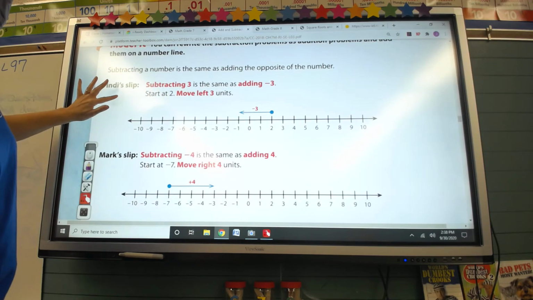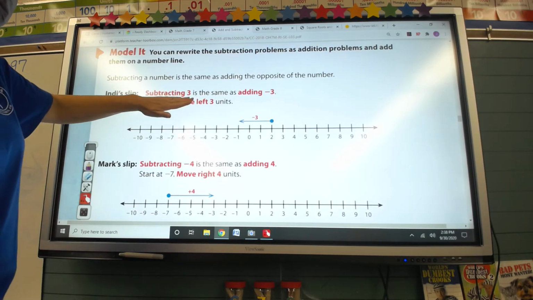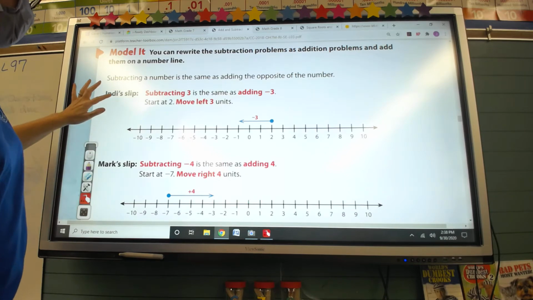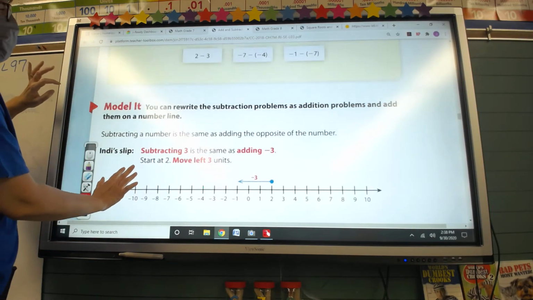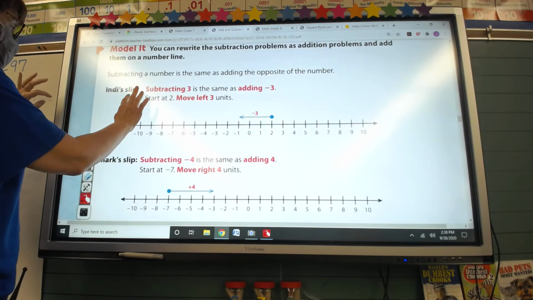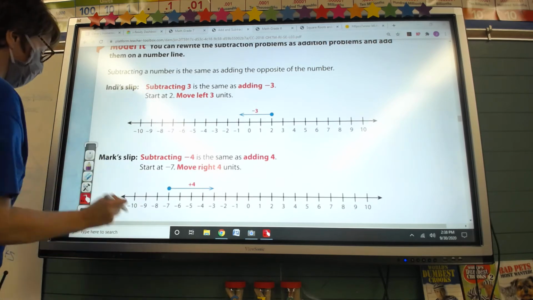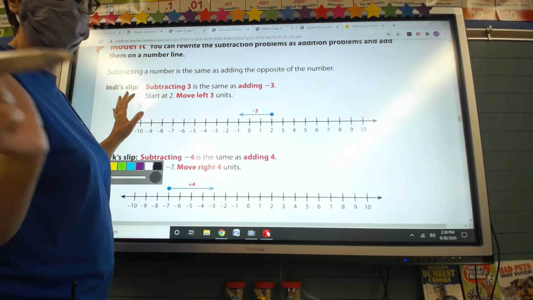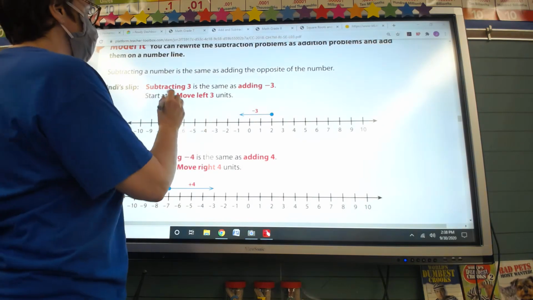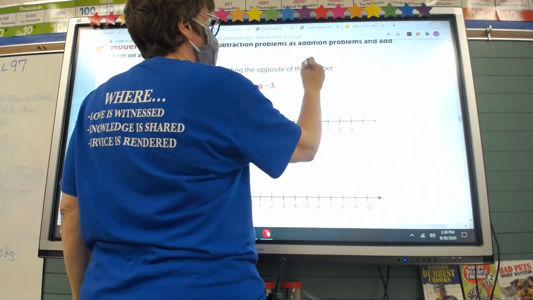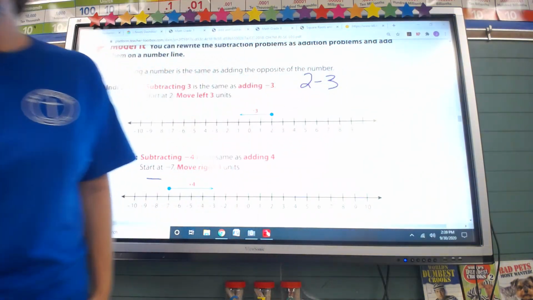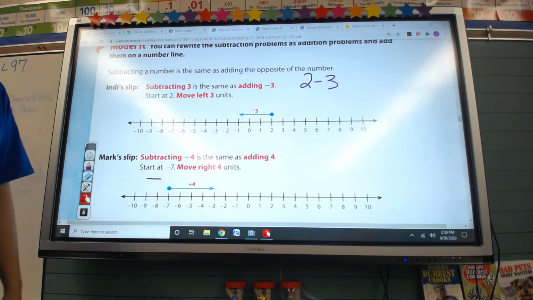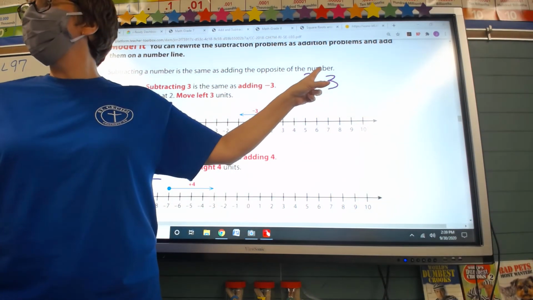So Indy's slip, subtracting 3 is the same as adding. Okay, so I can't see them both at the same time. 2 minus 3. So Indy is 2 minus 3. Grab your pencil at home as well. Grab your pencils. Everybody here grab a pencil. And her problem is 2 minus 3, correct? Okay, let's rewrite it. Keep, change, opposite.